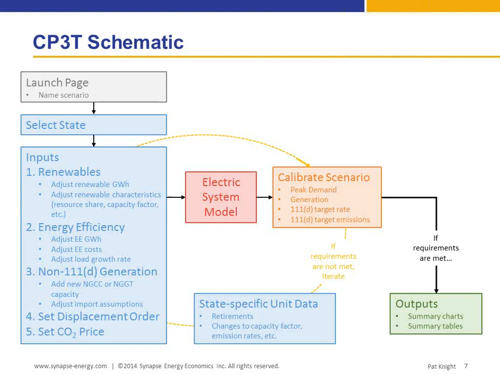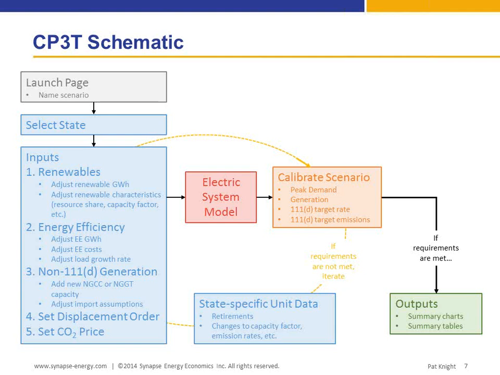After picking your state, the next step is setting up preliminary inputs. Here, you can go through and make adjustments to your renewables. That means you can adjust the renewable gigawatt hours. You can adjust the characteristics, that is, how much should be wind, how much should be solar, et cetera. You can set up different capacity factors for different types of renewables. You can make changes to energy efficiency. You can adjust the energy efficiency savings, the costs.